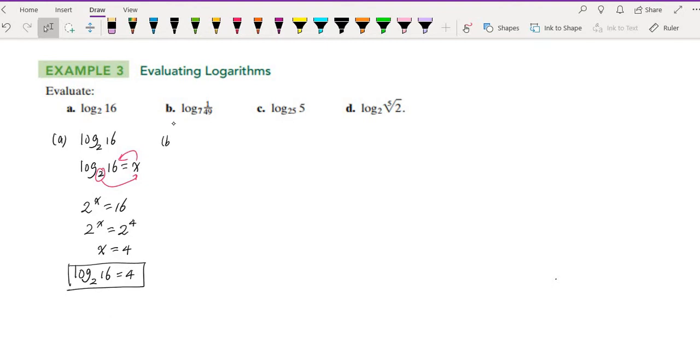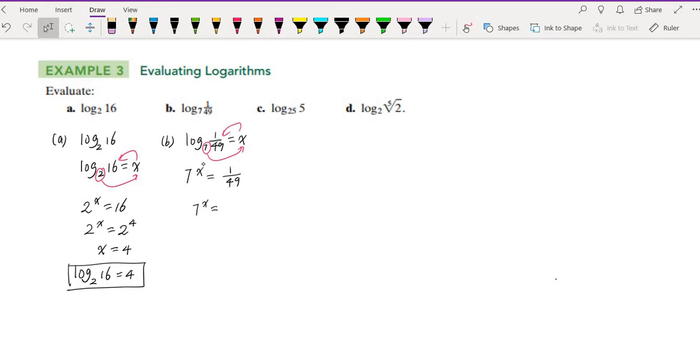Let's look at part B. Now we have a similar illustration. Here we have log base 7 of 1 over 49. I'm going to set it equal to x. So I can rewrite this as 7 raised to the power x equal to 1 over 49. Then I'm going to think, okay, 7 to the x. So what I can do is 1 over 49.